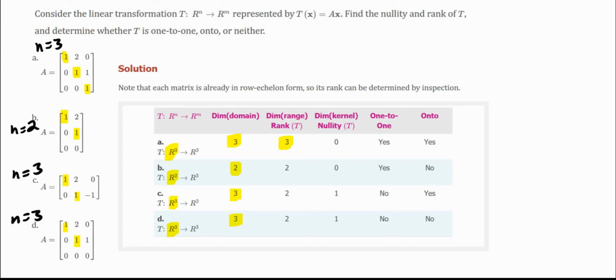You remember, by reduced row echelon, look at the number of ones you have on the main diagonal to determine the rank. Here we have 2 for part B, so that's 2. We have 2 leading ones for part C, so that's 2, and we have 2 leading ones for part D, and so we get 2 here as well. Now to get the nullity, you just subtract 3, the dimension of the domain, from the rank.